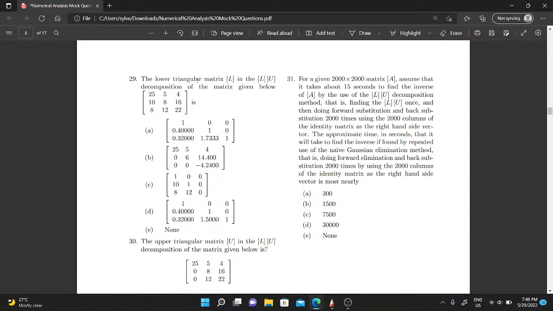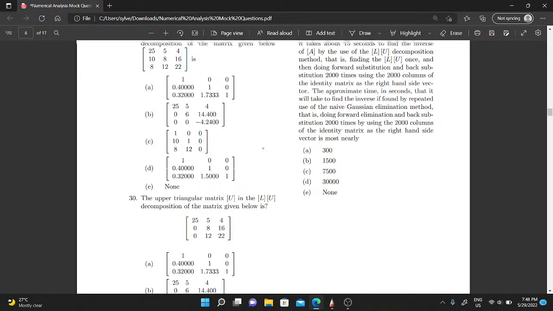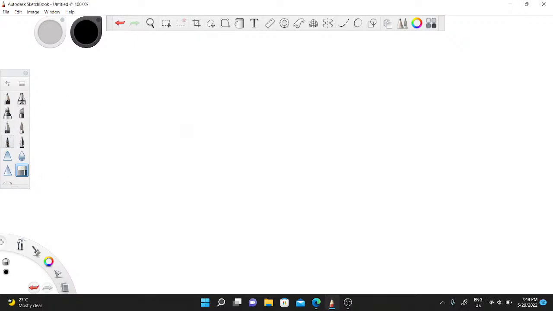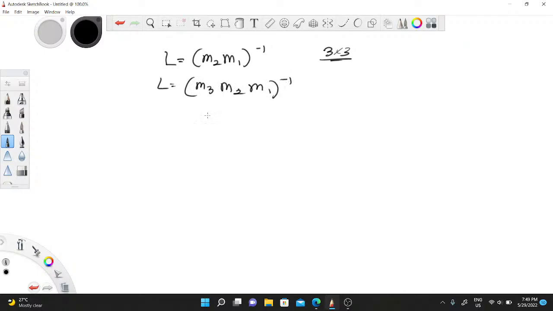So question 29. The lower triangular matrix L in LU decomposition is given below. So this one, same vibe. Let me write down the formula so that you have it at hand. First of all, you have a lower triangular matrix being equal to M2 M1 inverse. This is just for a 3x3 system, right? For a 4x4 system, it goes like this. If it increases, it just keeps going like that. So this is the way to find the lower triangular matrix.